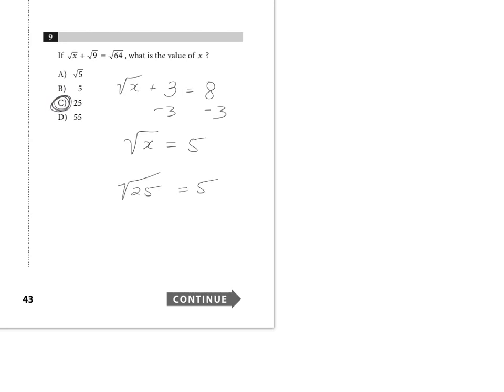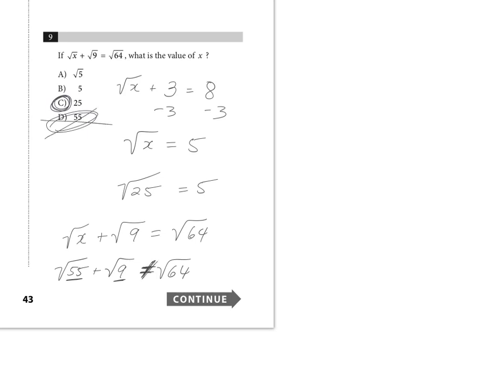Now the one thing which might be a little bit of a trap is the square root of x plus the square root of 9 is equal to the square root of 64. And the tricky answer is 55 right here, which is not the right answer. If you say the square root of 55 plus the square root of 9 is equal to the square root of 64, some people might think that's correct. But just because 55 and 9 add to 64 does not make this true. This is not true, and this is not an answer. The answer is C.